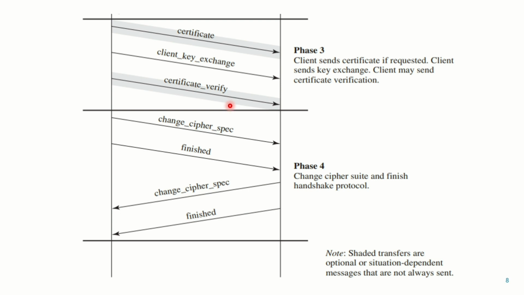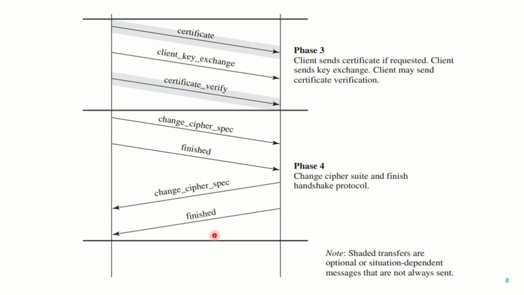After phase 3, the certificate verification of the client is done on the server side, and now phase 4 starts. In phase 4, the client will send a change cipherspec message and also a finished message. And on the server side, the server will send a change cipherspec message and a finished message.